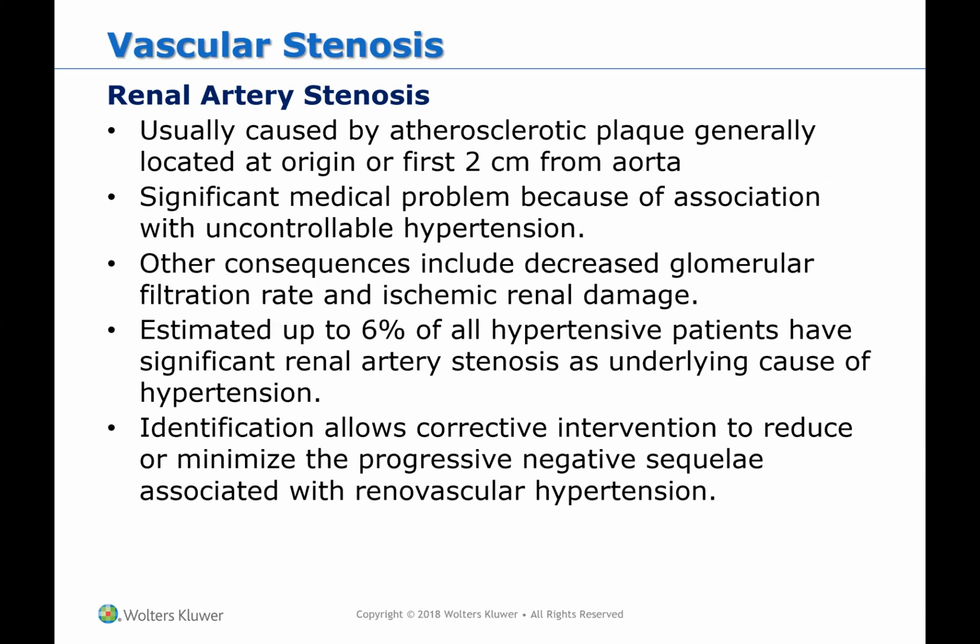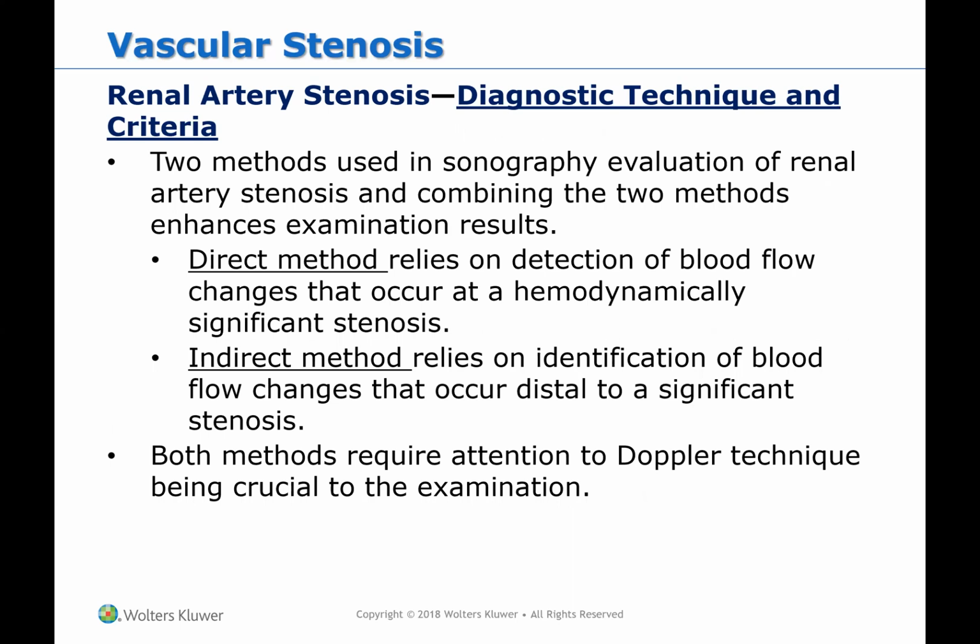So when you do have renal artery stenosis, you can have hypertension. So if there is a patient that has uncontrolled hypertension, they look at the renal arteries to see if there could potentially be narrowing in one of them causing that.